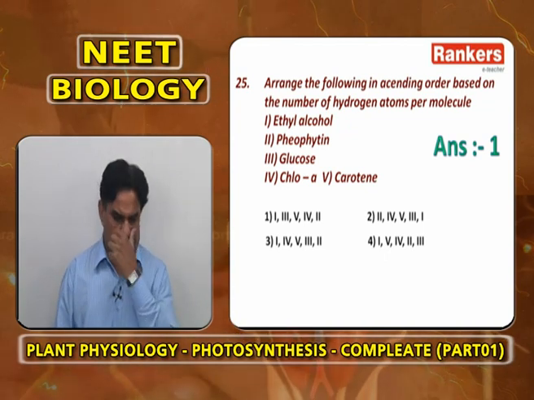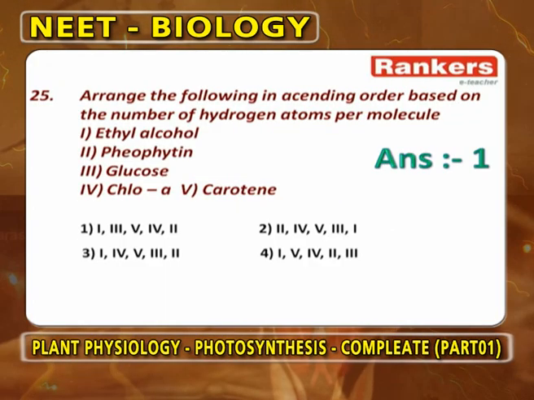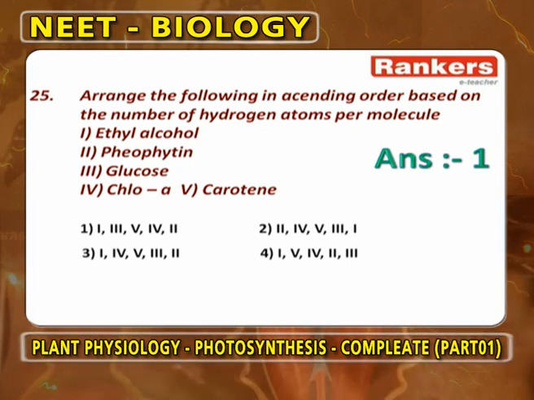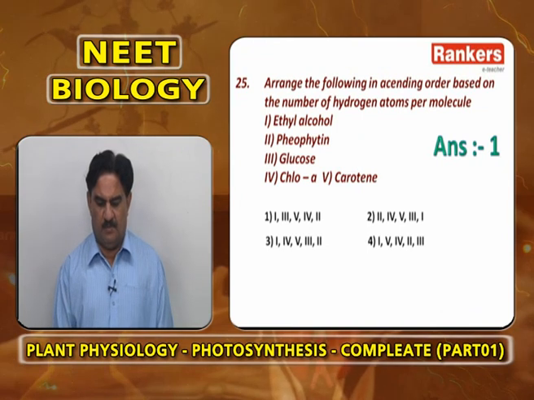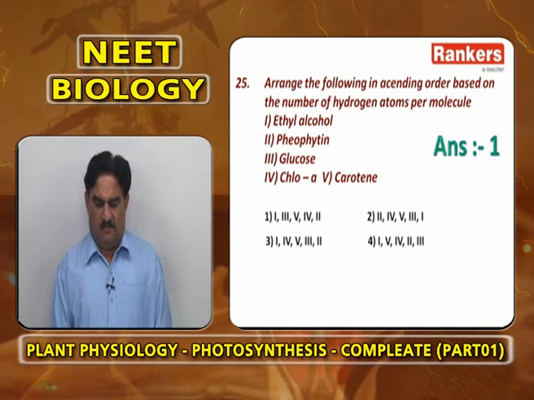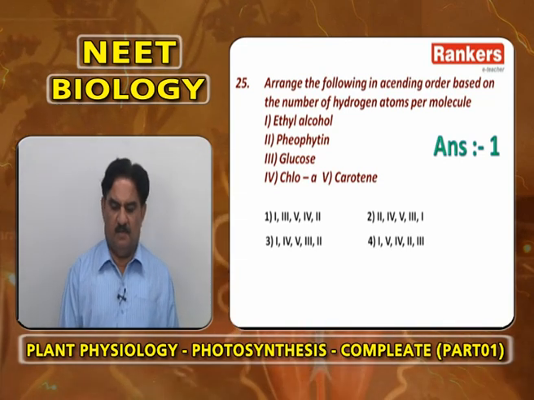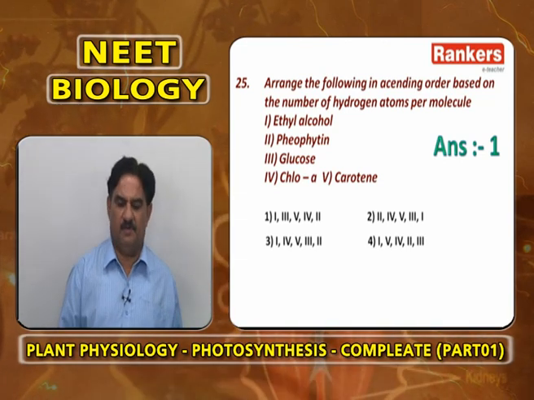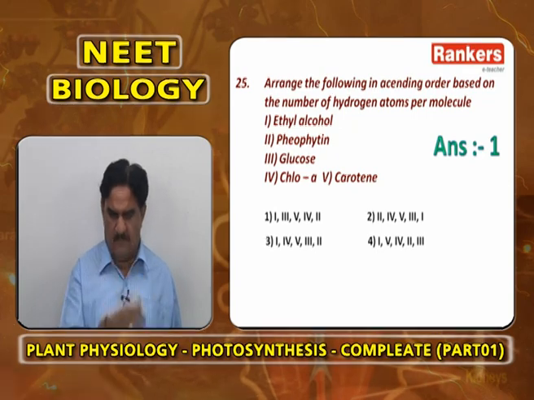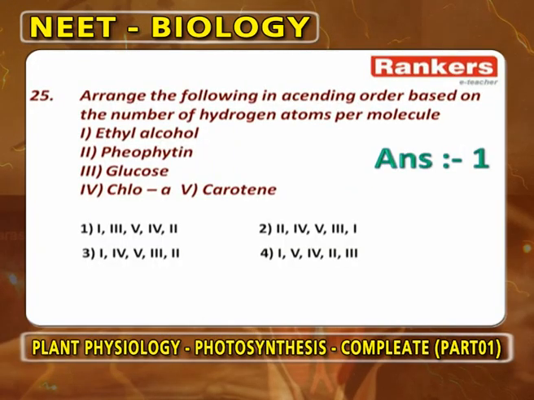So arrange the following in ascending order based on the number of hydrogen atoms per molecule: ethyl alcohol, pheophytin, glucose, chlorophyll A, carotene in photosynthesis. Answer is 1, 3, 5, 4, 2. Ethyl alcohol 5, glucose 6, carotene C40H56, then chlorophyll A, and finally pheophytin. So 1, 3, 5, 4, 2 is the answer, first option.